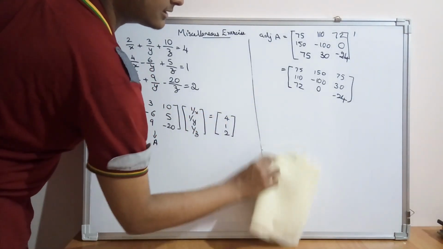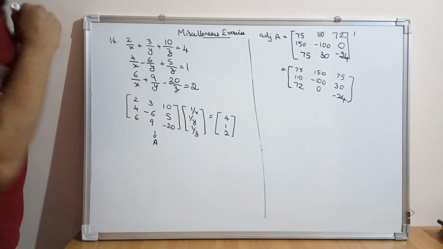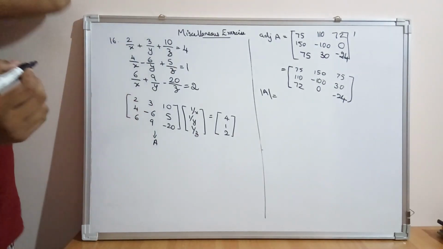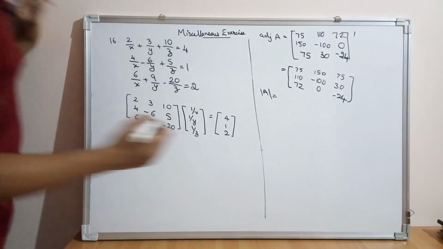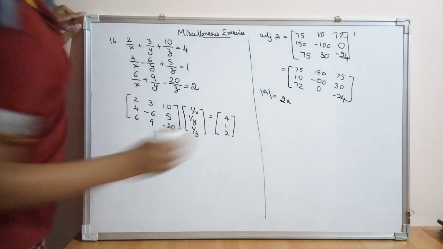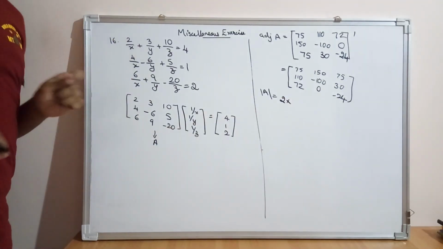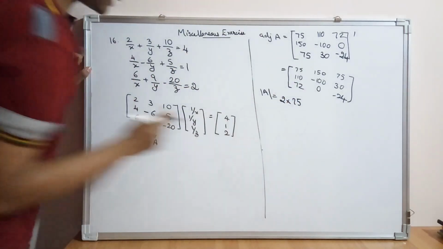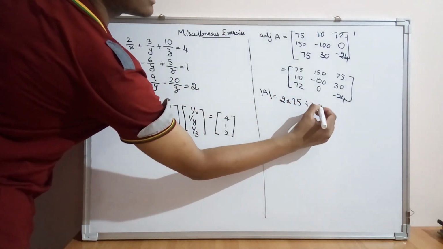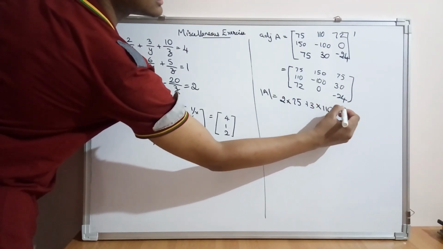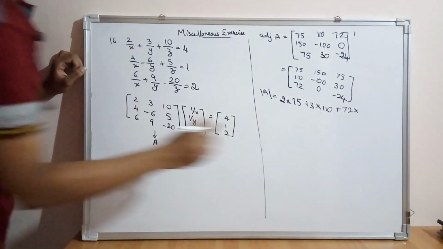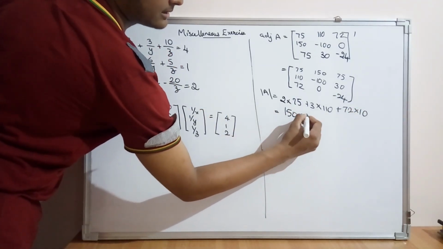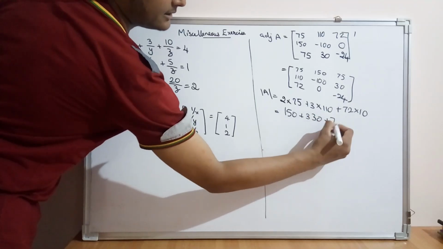We got the adjoint, now we need to find the determinant value. However, it's going to be a very big number, I think. So, multiply the element with its cofactor, and you are going to get the value of the determinant. So, 2 into 75 plus 3 into 110 plus 72 into 10. Oh, what big numbers! 150, 330, 720.